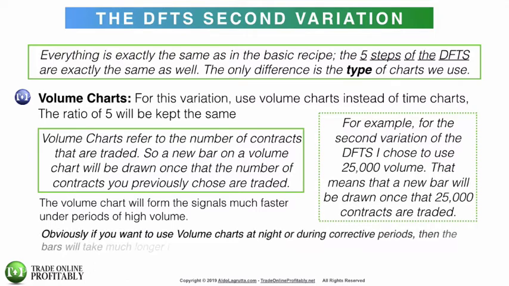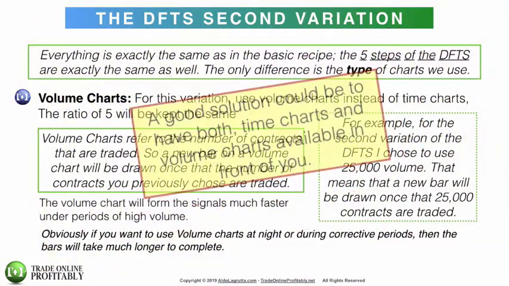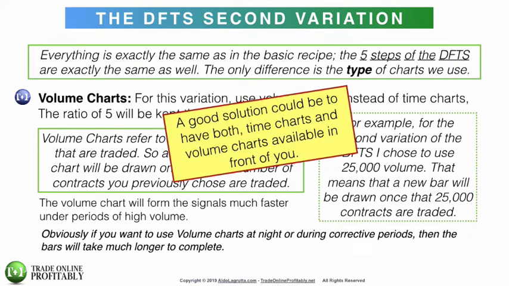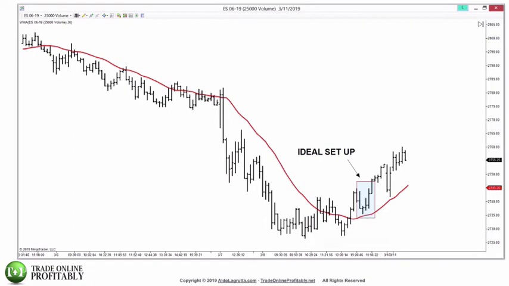Obviously, if you want to use volume charts at night or during corrective periods, then the bars will take much longer to complete. Sometimes you don't get signals in the time chart, but you do get them in the volume chart, and vice versa. And sometimes you get to use better stops using the volume chart and even a better entry level. But I would not choose one over the other. A good solution could be to have both time charts and volume charts available in front of you. In the case of the ES, I like using 25,000 contracts for the reference chart and 5,000 contracts for the trigger chart. This was the 25,000 chart when I was ready to trade.